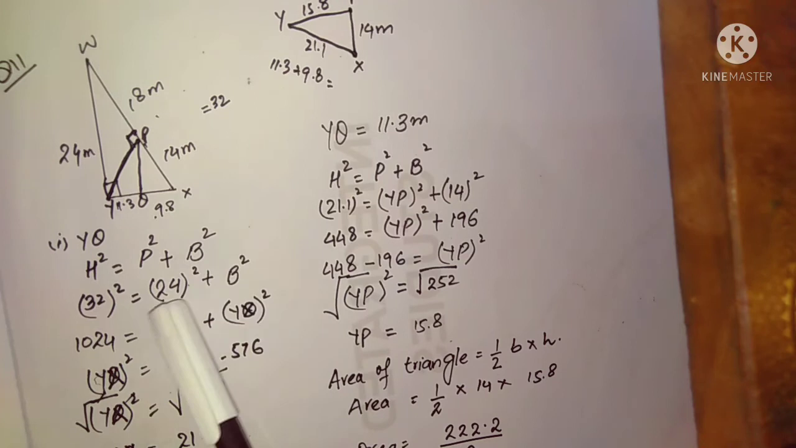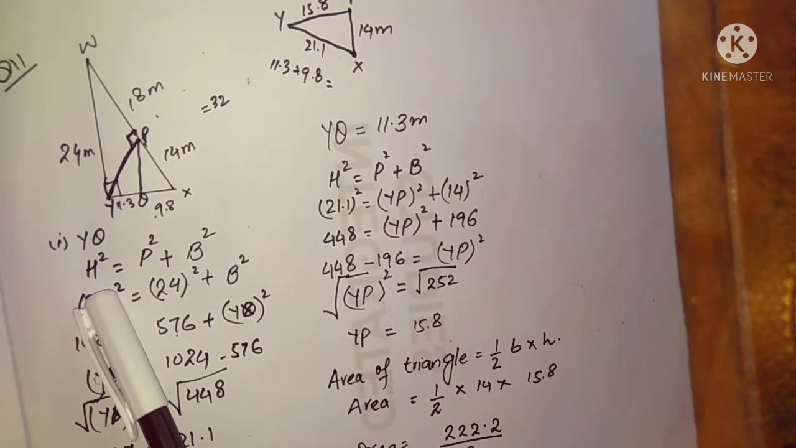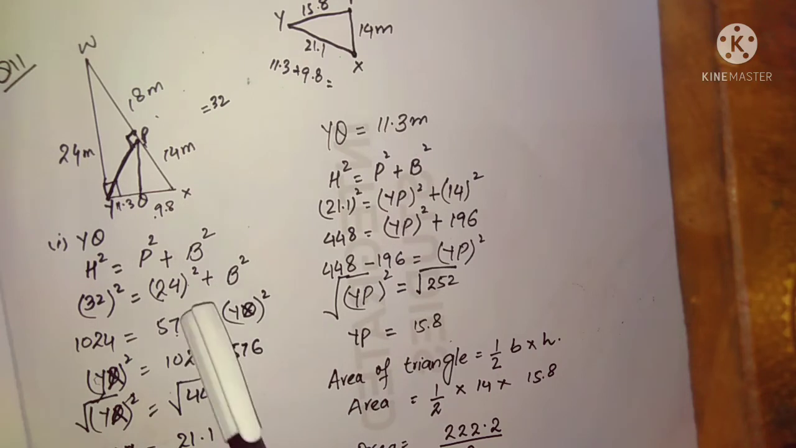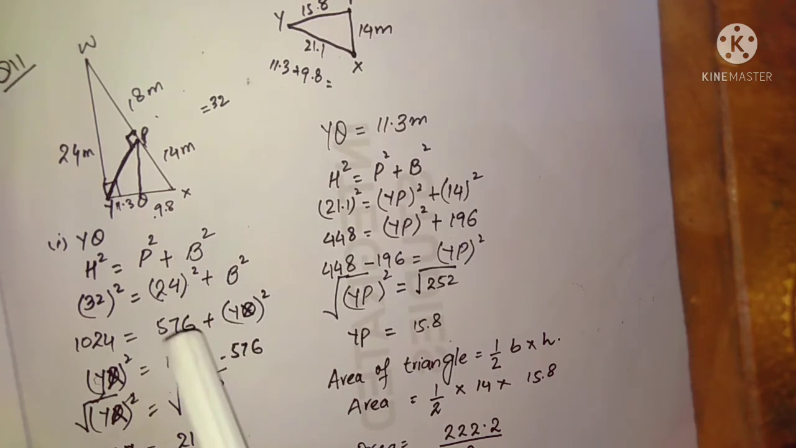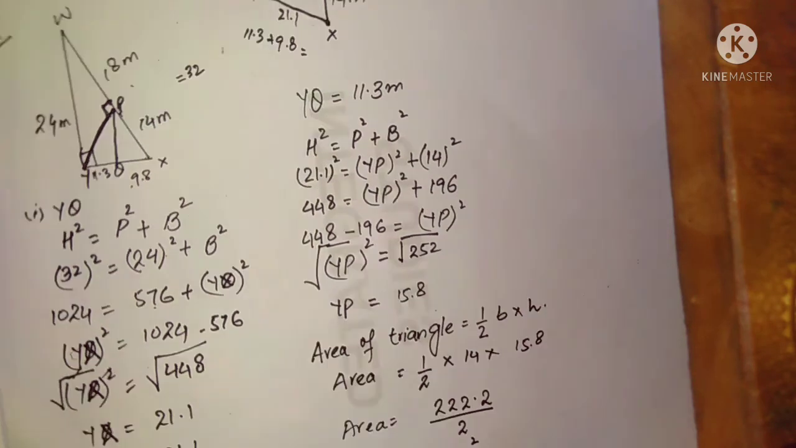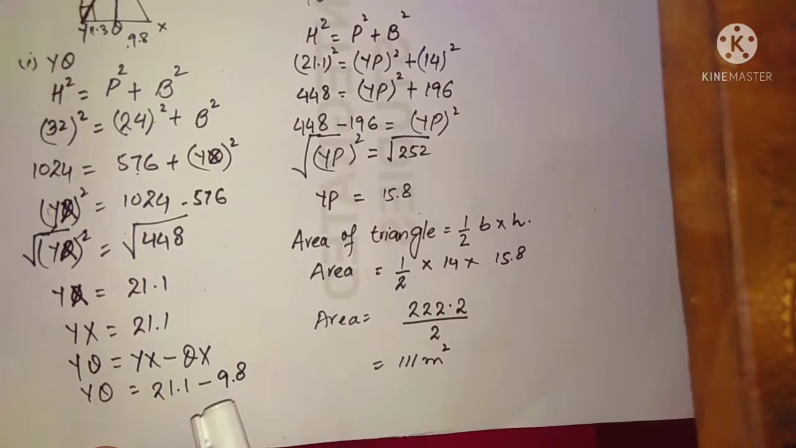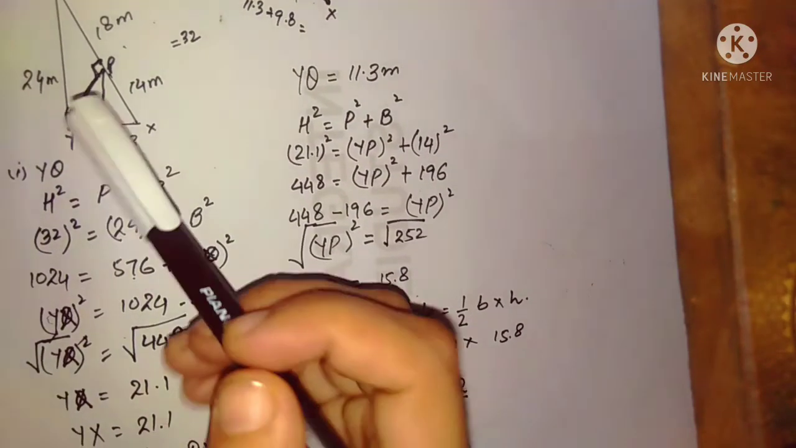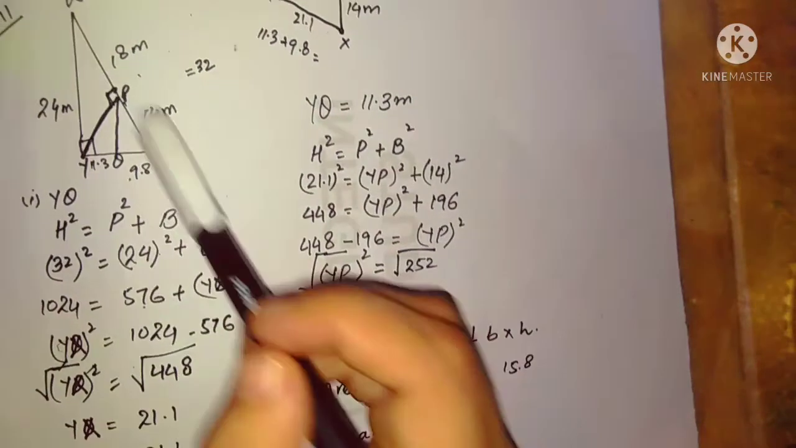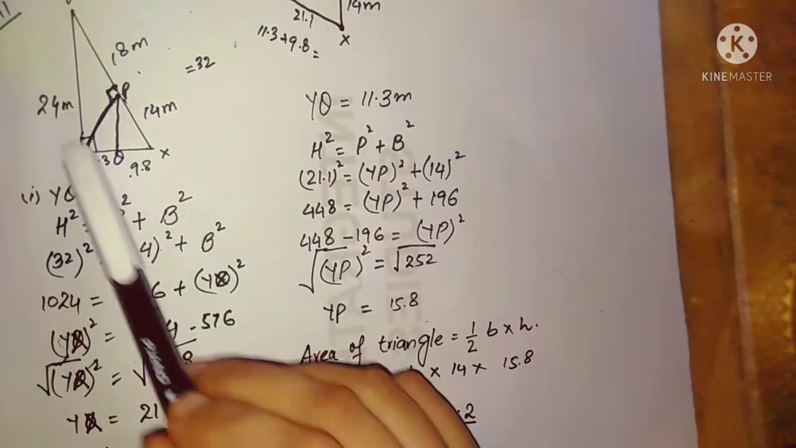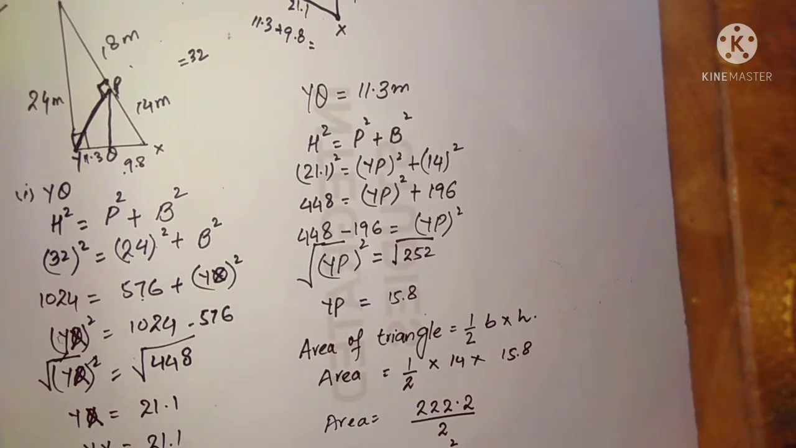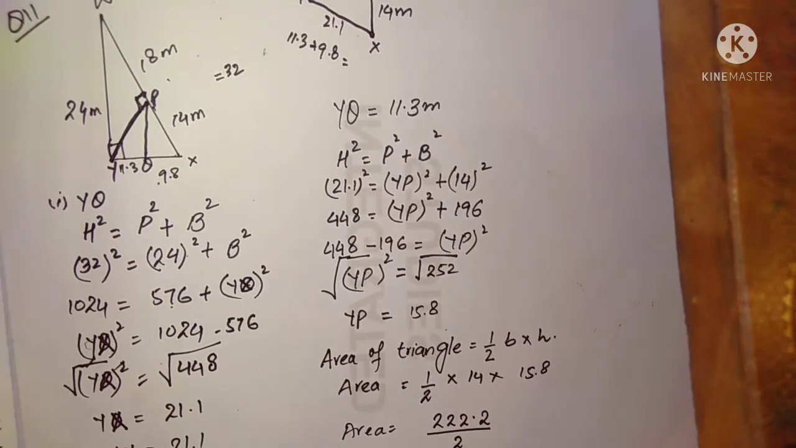Okay, so I found it by using the Pythagoras theorem, which is hypotenuse square is equal to perpendicular square plus base square. I put the values, and when I solved it, I got the value of YQ, which is 11.3 meters. Alright, so after finding this value by using the formula on this whole right angle triangle, we have to find out the area. So students, to find out the area, you know what the formula is? The formula is half base multiplied by height.